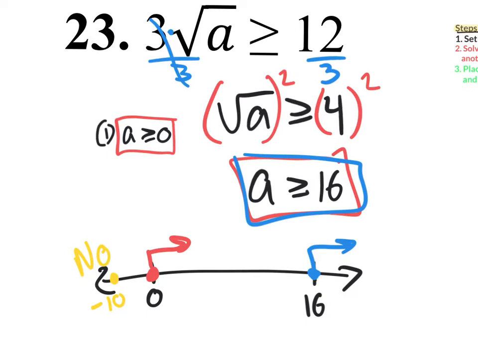If I test any value in between 0 and 16, let's see if it works. What number would be good to test right here that's between 0 and 16? Anybody? What number would be good to plug in right here that's between 0 and 16? I mean, I could plug in any number I want, but what number would be good? All right, 1 would work perfectly. That's cool. So let's plug in a 1, which is clearly in between the 0 and the 16. When I plug in 1, square root of 1 is 1. 3 times 1 is 3. 3 is not greater than or equal to 12. So 1 did not work either.